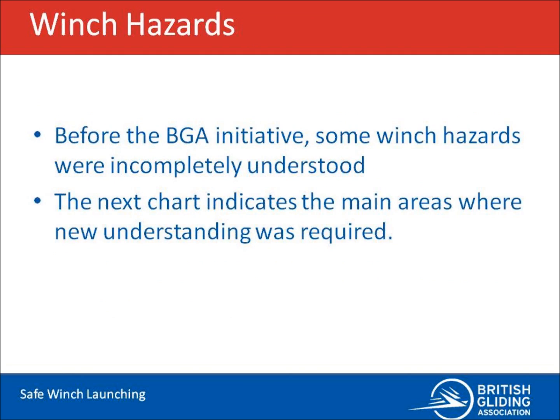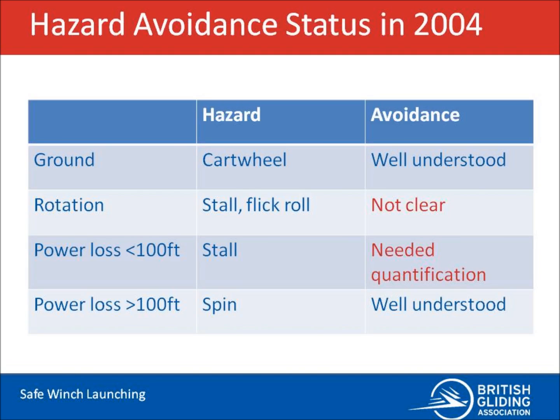Before the BGA started the Safe Winch Launching Initiative, some of the hazards associated with winch launching were not well understood. It was well known that you should release before a wing drop in order to avoid a cartwheel. Also, it was well known and widely taught that you should lower the nose to the recovery attitude after a launch failure in mid-launch and restore the approach speed before doing anything else.